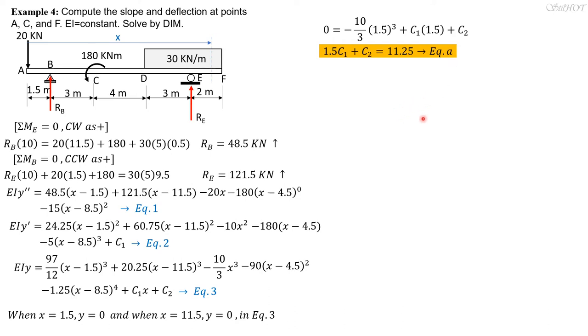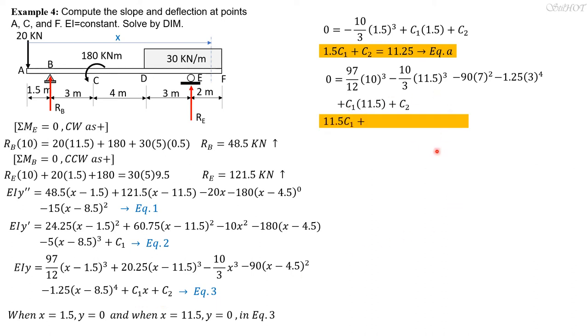Call that equation A. Then when x is 11.5, y is 0, still in equation 3. So 0 equals 97 over 12 times 10 cubed, minus 10 over 3 times 11.5 cubed, minus 90 times 7 squared, minus 1.25 times 3 to the fourth, plus c sub 1 times 11.5 plus c sub 2. Simplifying, we have 11.5 c sub 1 plus c sub 2 equals 1497.5.